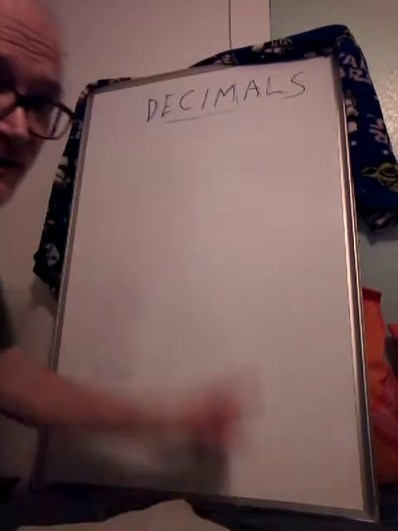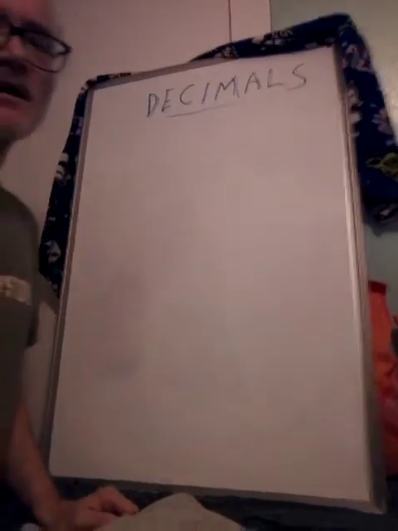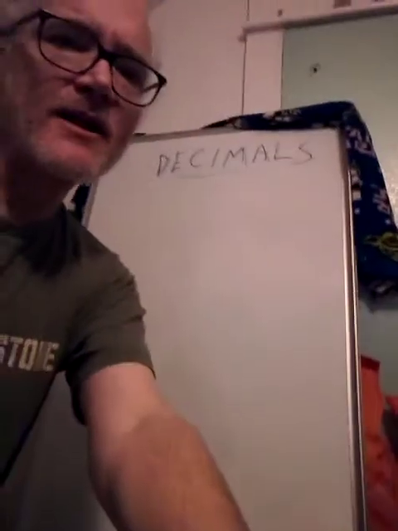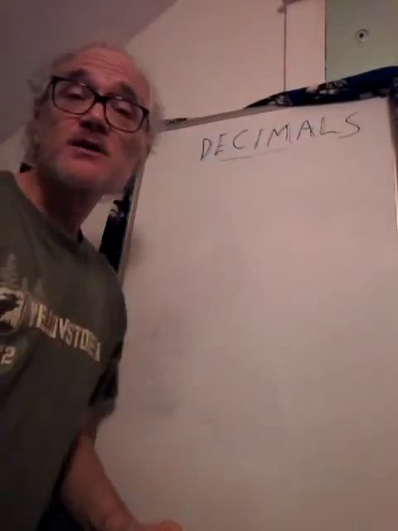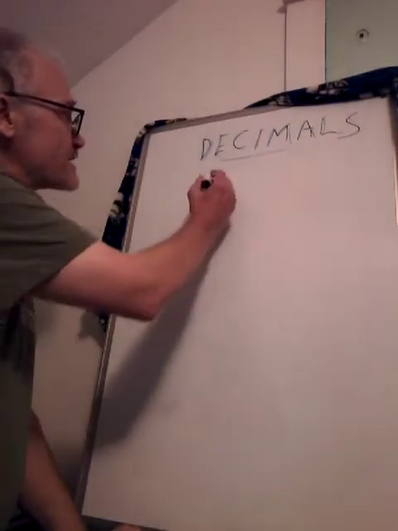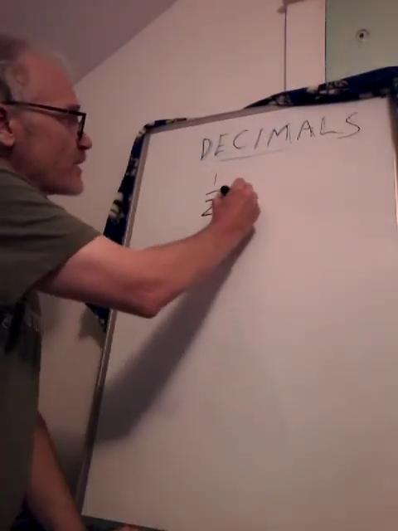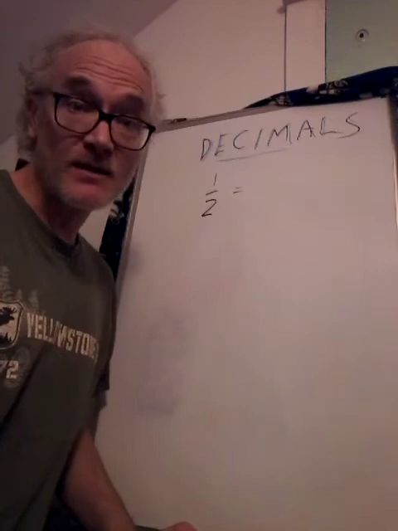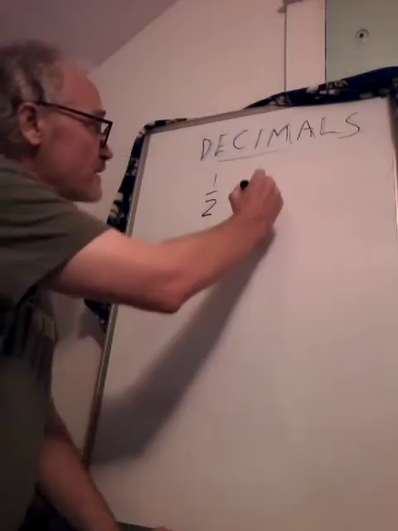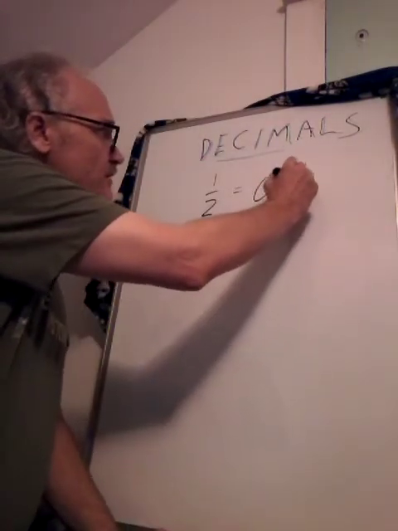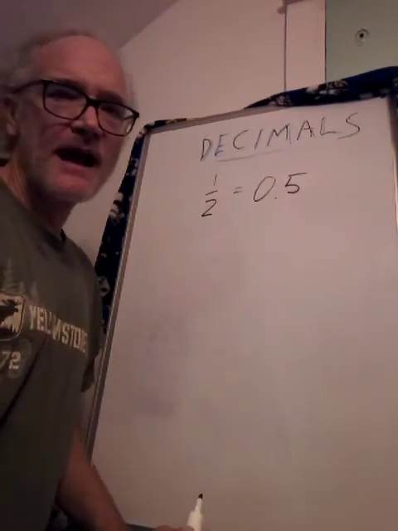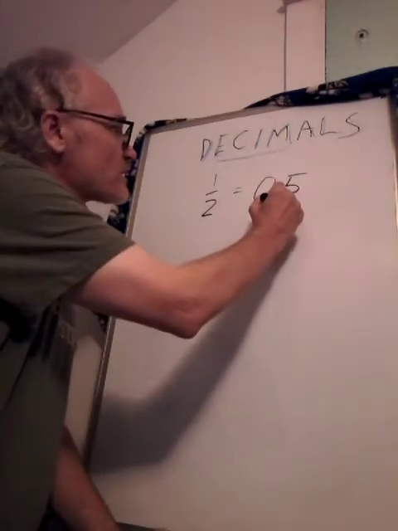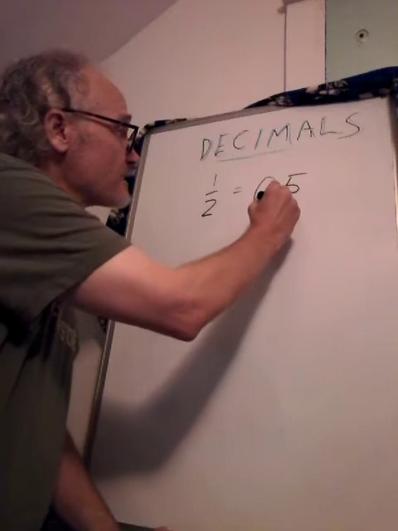Today I'm talking about decimals. Now decimals have to do with parts of numbers that are less than a whole. Just like fractions, if we say a fraction 1/2, we can also express that as a decimal. Decimal would be 0.5, right? Now, if you need to review that, that's fine.